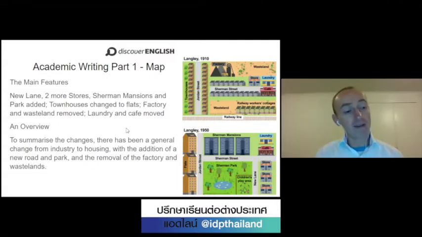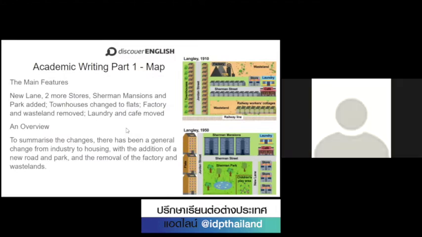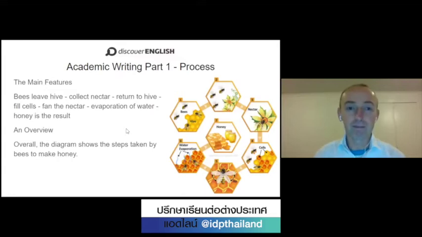And the last part one writing that we haven't looked at yet is the process. And here it is. So for the academic part one process, here you've got bees. And what's important with the process, very often actually, almost all the time, the important thing is changing the vocabulary they give you, changing the word forms and using synonyms if possible.